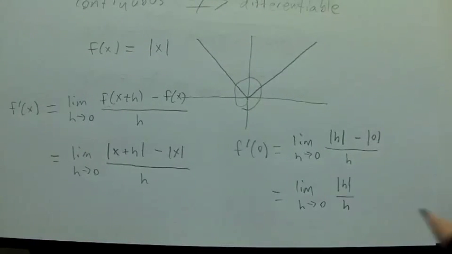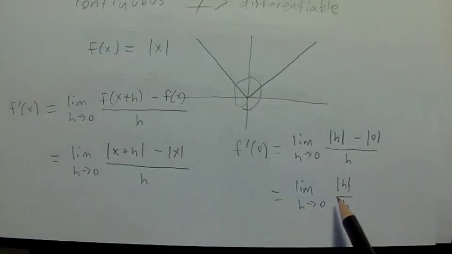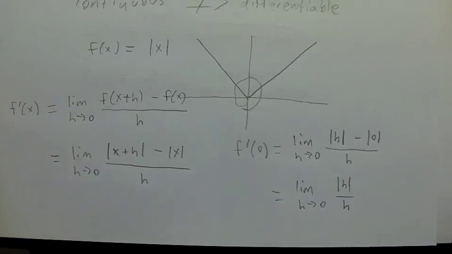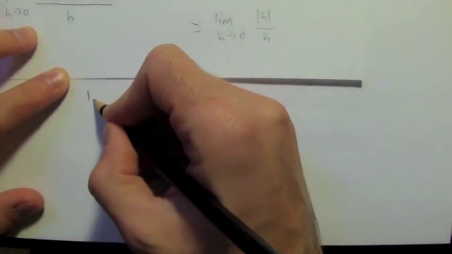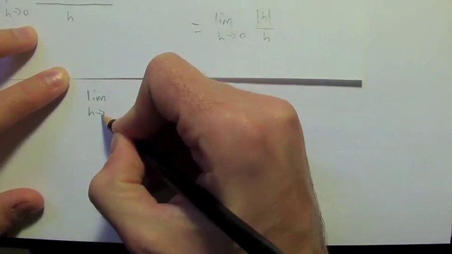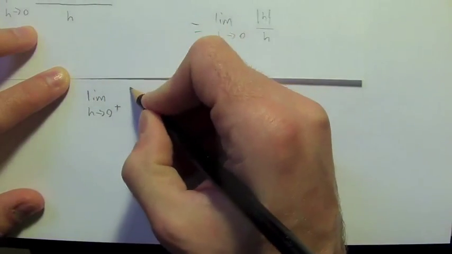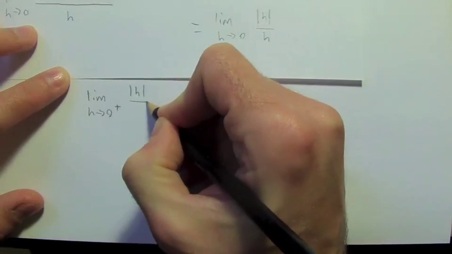Now this should probably look very familiar to you guys. Probably the first limit worksheet we did, you had a table where you looked at this one. And what I'm going to do here is analyze this on two sides. I'm going to look at the right, so the limit as h goes to 0 from the positive side of the absolute value of h over h.